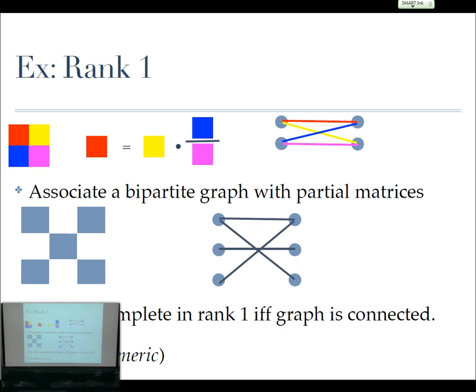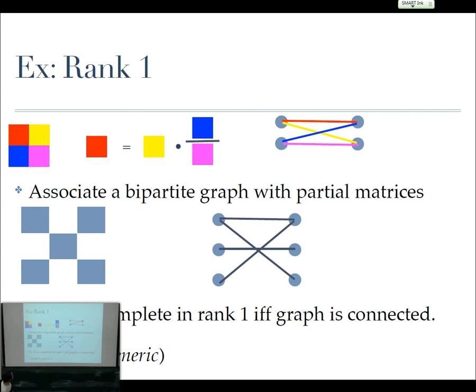It's intimately related just to trees. I associate with my observation pattern a bipartite graph in the natural way: there are vertices for rows, vertices for columns, and if I have an observation, I stick in the edge. So what my little formula says is that if you have a path of length 3, you can close it. And from that, it's not too hard to see in this case that you can complete the whole thing exactly if this graph is connected.